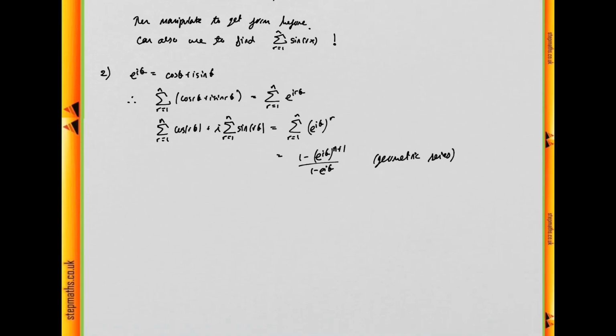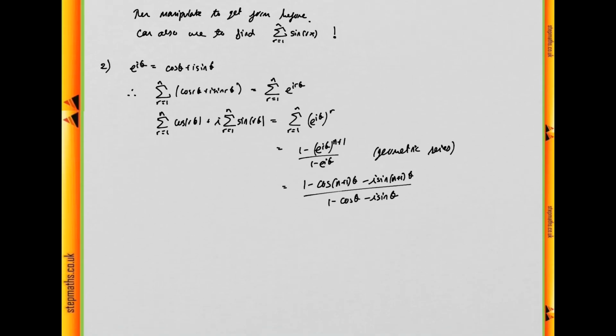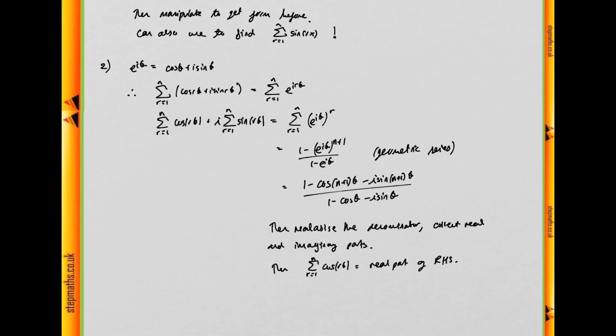So then if we keep going from here, we can then just write in what e to the i theta to the n plus 1 is, and what the other term is. So then, if you wanted to find out what this sum is and that sum is, realising the denominator, so the denominator is a real number, and then splitting this into real and imaginary parts, you can just equate the coefficients to get what you want.